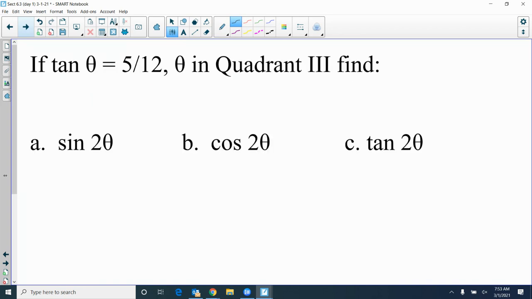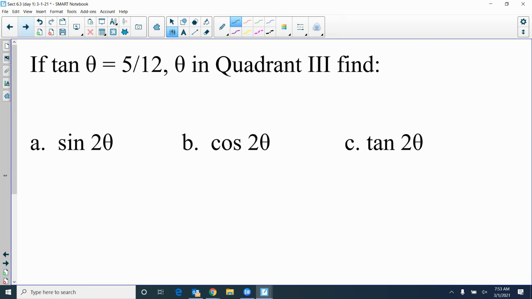Okay. If tangent of theta equals 5/12, okay, make sure ours match up. Theta's in quadrant 3. Find what the sine of 2 theta is, what the cosine of 2 theta is, what the tangent is, and we'll do these together.